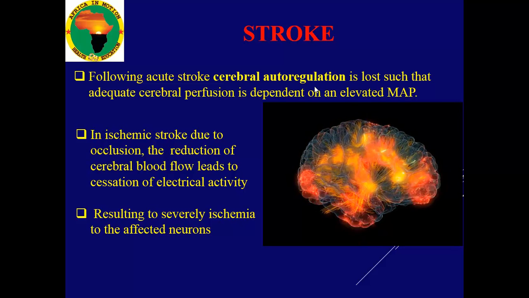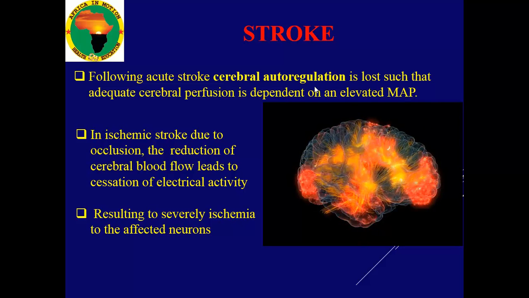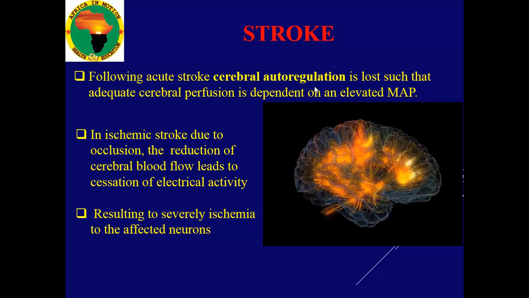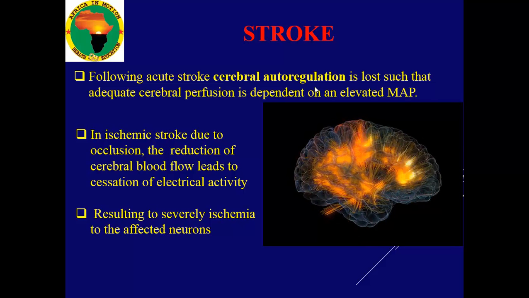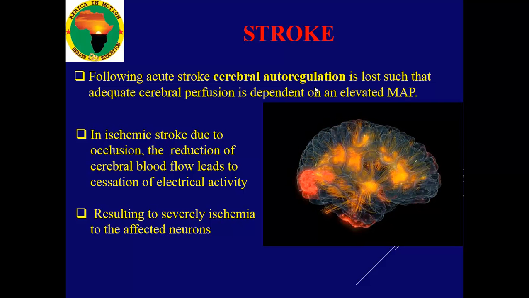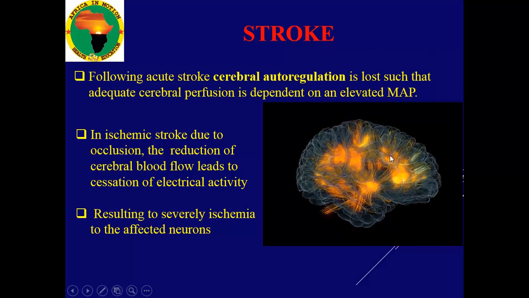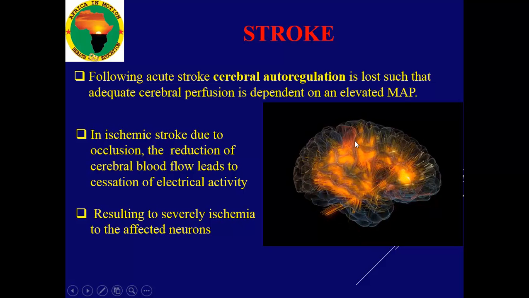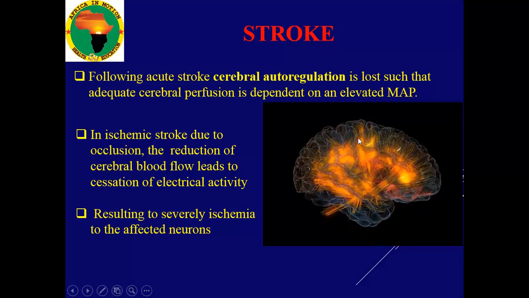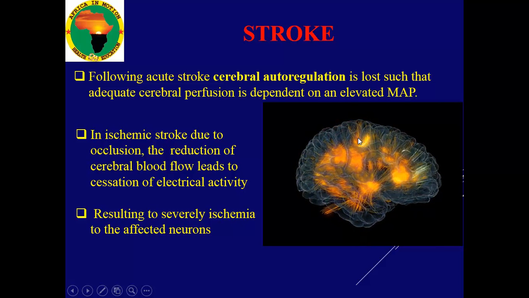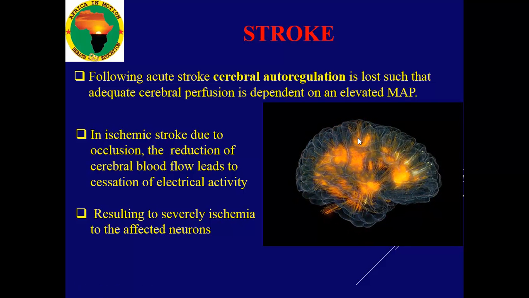Ischemic stroke due to occlusion and the reduction of cerebral blood flow can lead to cessation of electrical activity. When we talk about the nervous system, we talk about electrical activity of the brain. There is a lot of electricity going on in the brain continuously. If anything blocks that electricity, then that part will die. And the part that is controlled by that brain part will have consequences as well.